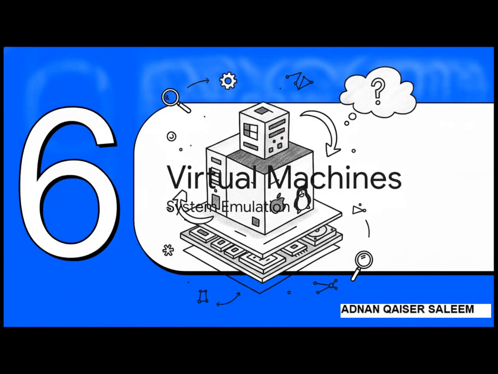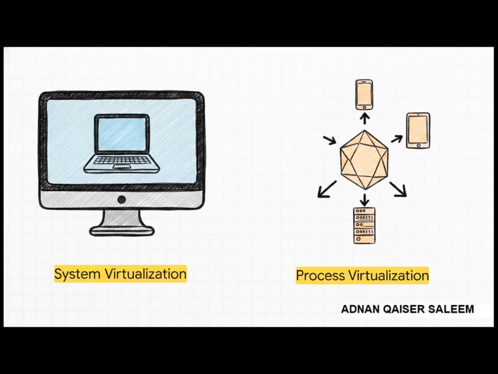Section 6. Exploring Virtual Machines. System Emulation. All right, examiners absolutely love testing this final topic. What happens when we use software to abstract the hardware entirely? Well, they come in two main forms that you absolutely must know how to differentiate. First up, we have system virtualization.